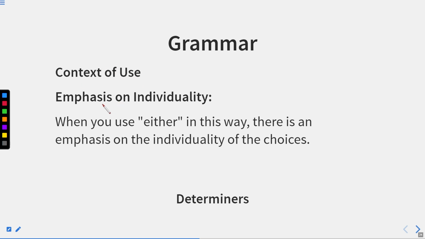Context of use, emphasis on individuality. Now you must think, why can't we use both if we don't want to use either or neither? But in that case, whenever we use both, we cannot use it in a negative sense. Also, both means both together. We cannot select one of them. So there are several differences between either, both, neither. Because we are talking about either and neither, they emphasize the individuality, whereas both takes the two things together. When you use either in this way, there is an emphasis on the individuality of the choices.